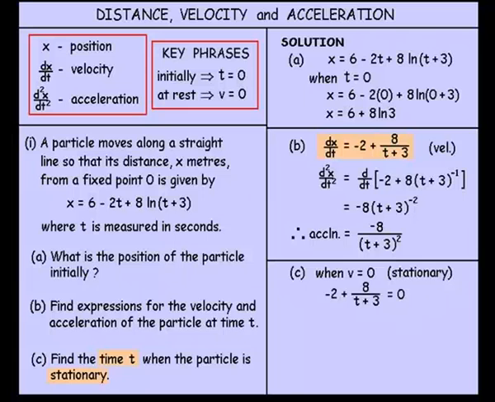When we do that, we get minus 2 plus 8 over (t plus 3) is equal to 0. Solving that, minus 2 can go over to the other side and become positive 2. So you're getting 8 over (t plus 3) equals 2. We can solve this by inspection. If we think about 8 divided by something is 2, that something would have to be 4. So t plus 3 would have to equal 4, since 8 divided by 4 equals 2. Solving that, t plus 3 equals 4, simply t must equal 1, and we're dealing with seconds.